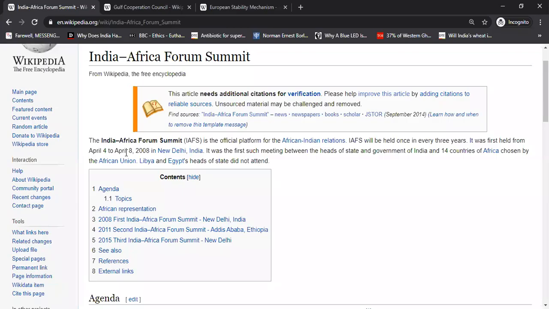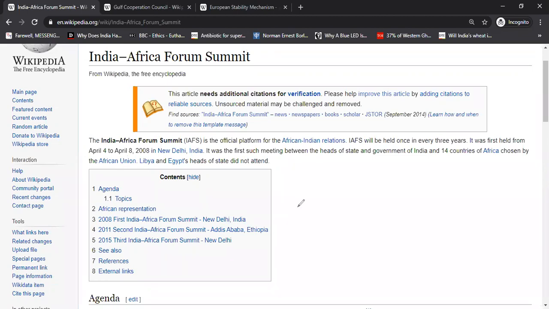Today, I will also talk about certain multilateral export control regimes like Wassenaar. And remember, it is the Wassenaar Arrangement. It is not the Wassenaar Agreement. Wassenaar Agreement is an entirely different thing. Australia Group, NSG, we'll talk about all those things. So first of all, the India-Africa Forum Summit.